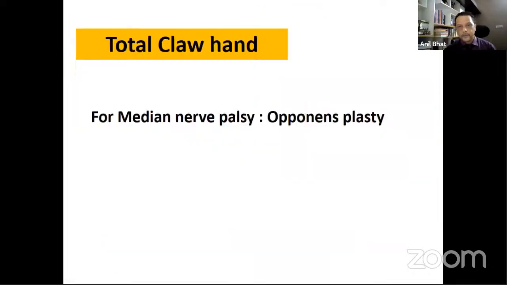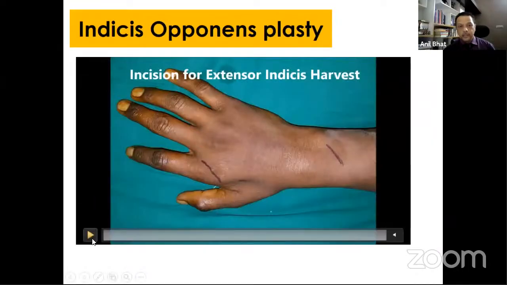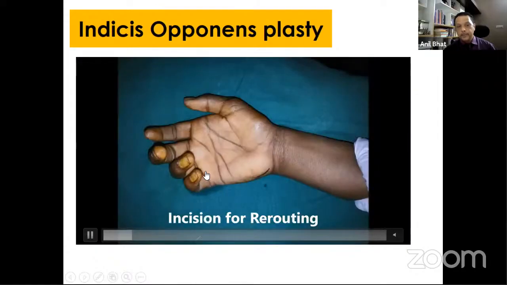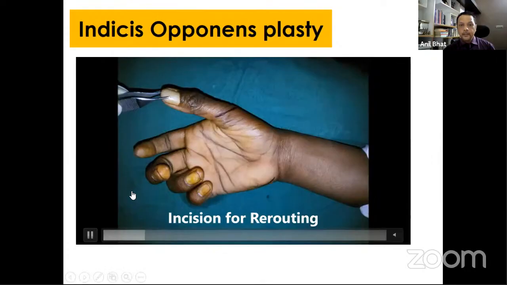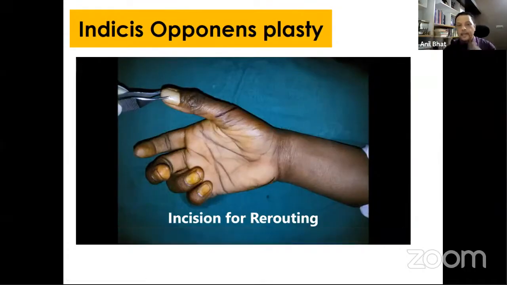That's very, very important. If you have a total claw hand, the only additional procedure you should know is opponensplasty. Median nerve is paralyzed here, so you need to do an opponensplasty. This is an extensor indicis transfer we are showing here. Remember that you have an extensor indicis and extensor digitorum, both slips are there, correct? The extensor digitorum is always on the radial side, and the extensor indicis is always on the ulnar side.